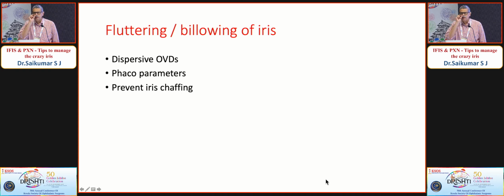How do you prevent the fluttering and billowing of the iris? Again, dispersive OVD is very, very important. Reduce your phaco parameters a bit. Although I don't use this in every case, in severe cases you can make it look like a slow motion phaco so that the circulation of fluid inside the chamber comes down. And you can also prevent iris chafing. Take out the pieces, remain in the center, don't go too much to the periphery where you can catch the iris.